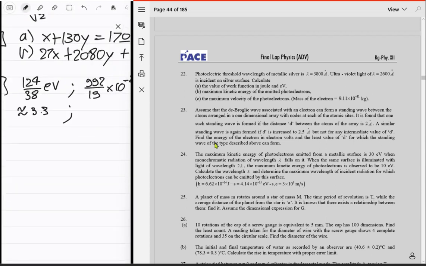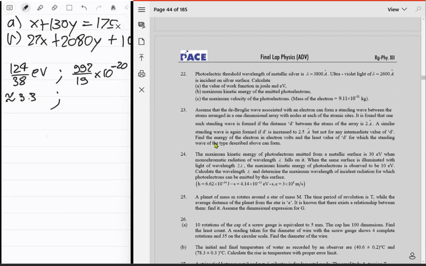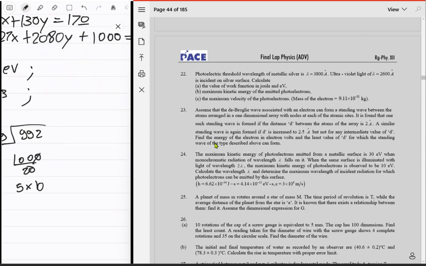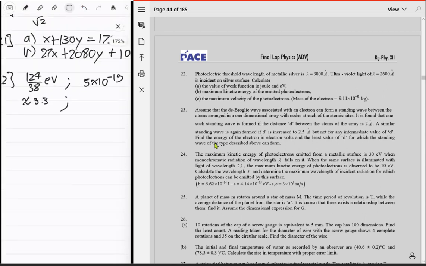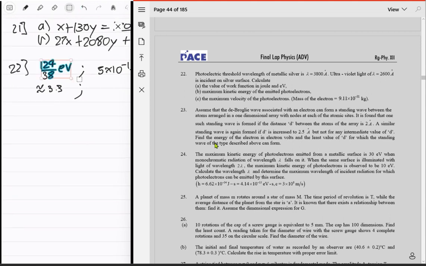And what about this guy, which is just 992 divided by 19. I guess you can call it 1000 upon 20, it's not that difficult. Just 50 is like 5 times 10 power -19, say that. Right? Yeah, that's good enough. Okay, so the first answer is approximately 3.3 electron volts, and this is the second answer. Next question, 23. 23 is, oh wait, no, this is just part A.